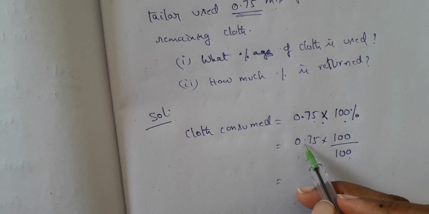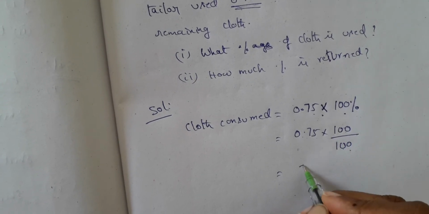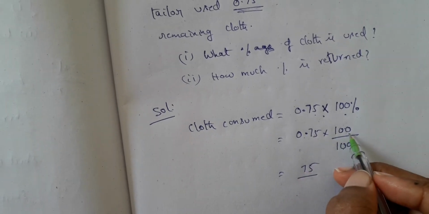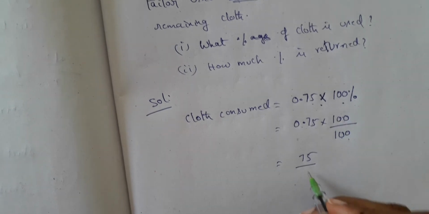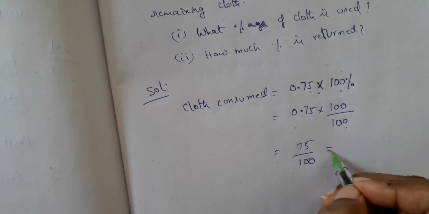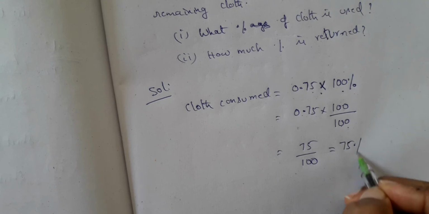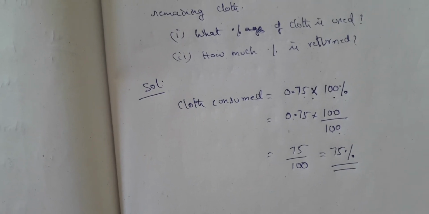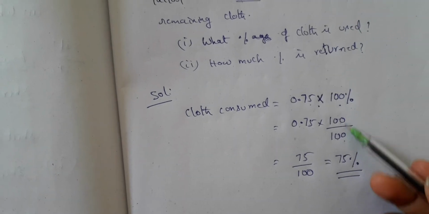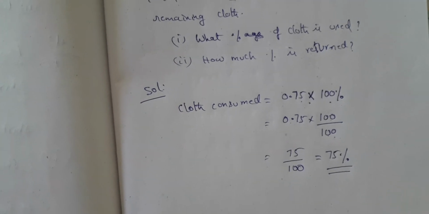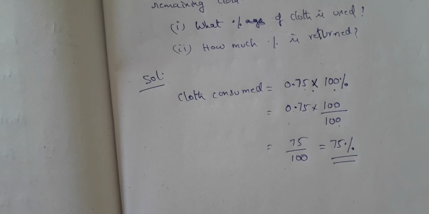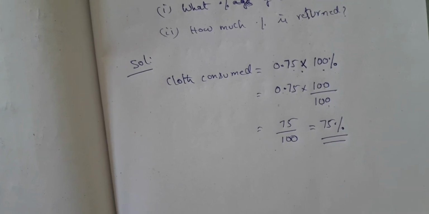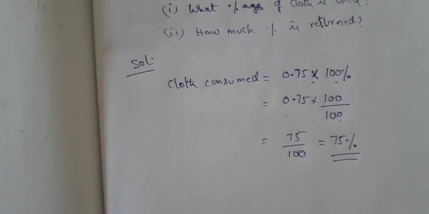So I will write it. 0.75 into 100 is 75, from decimal calculations you know this. 75 by 100 is equal to 75%. We want the answer in percentages, dear. That is why we are not cancelling it. Don't think that 100 by 100 is 1. We can cancel, but then how do you find out the percentage? So this is one method.